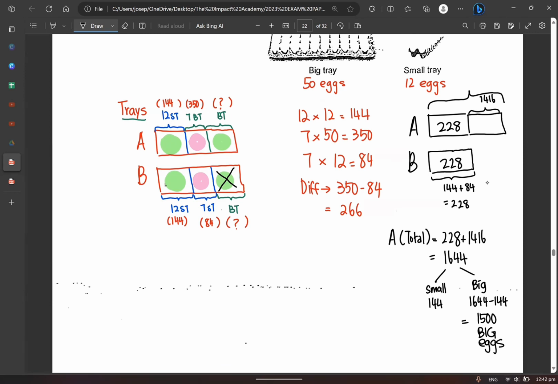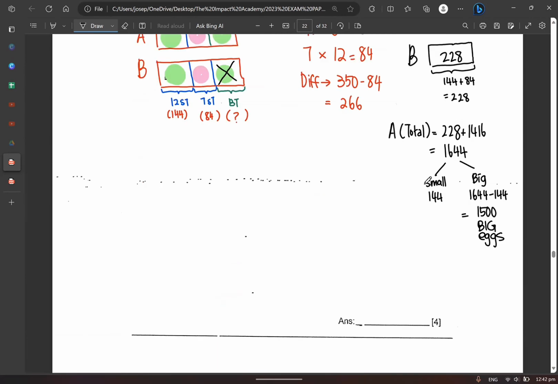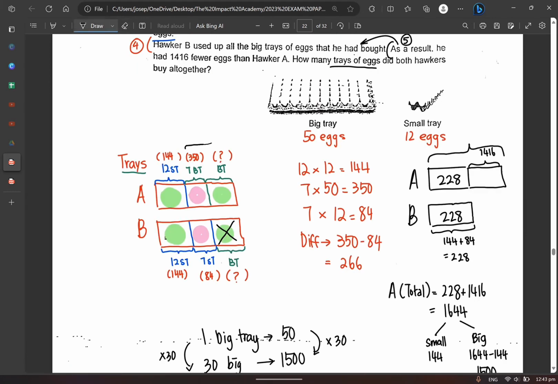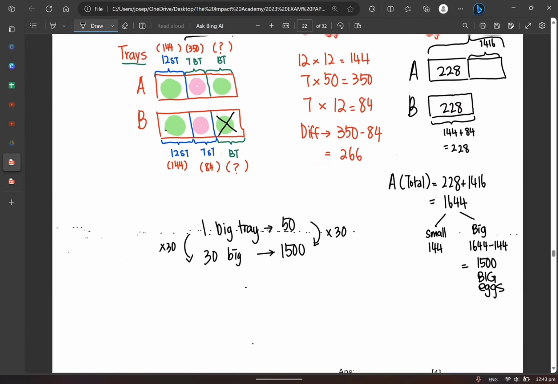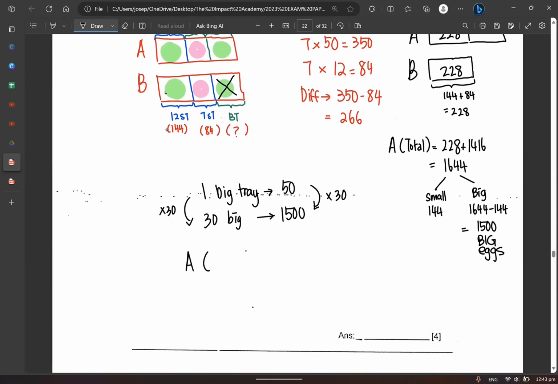Okay, so because I know that hawker A has 1500 big eggs, I can go and find the number of trays already, isn't it? So if one big tray has 50 eggs, then for 1500 big eggs, I will need 30 big trays. So over here, we know it is 30 big trays. So I can go back to my number of trays. I can say that whatever there is over here is 30, right? Isn't it true that hawker A now has 30 plus 12? That means to say hawker A has 42 trays in total.